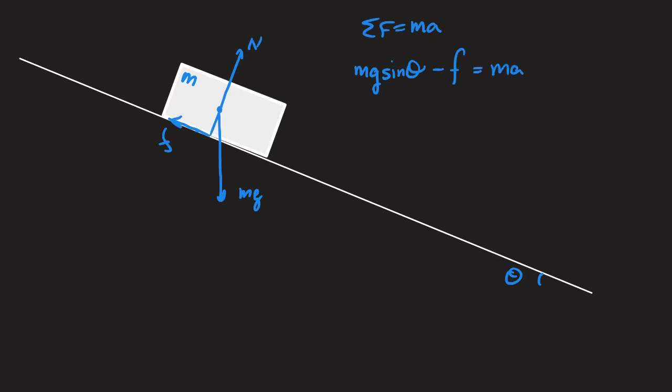If friction is greater than mg sine theta, the box is slowing down. If mg sine theta is greater than friction, the box is speeding up. That's about it, assuming it's going that way down the ramp.